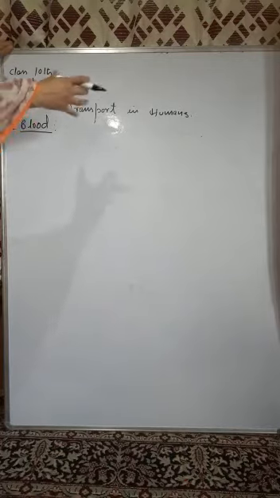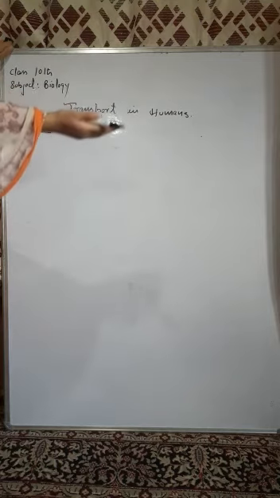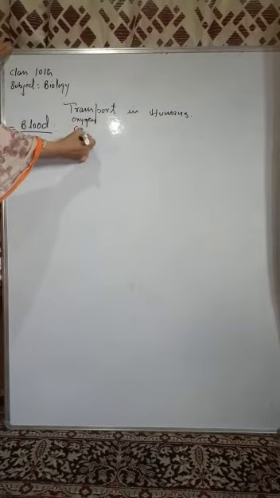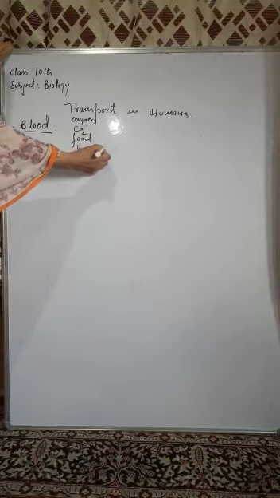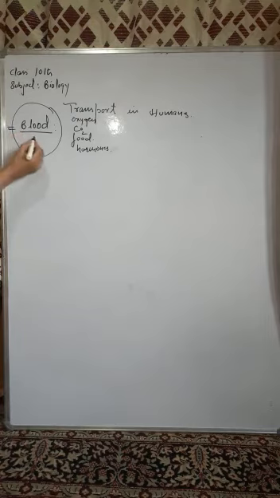Before understanding the mechanism of transport of different essential elements like oxygen, carbon dioxide, food, hormones, etc., we will first try to understand this blood. We will first try to understand the composition of this blood, what the main parts, the main components of this blood are, of which things this blood is made. So first of all, we will try to understand this topic. So we will study this blood first.